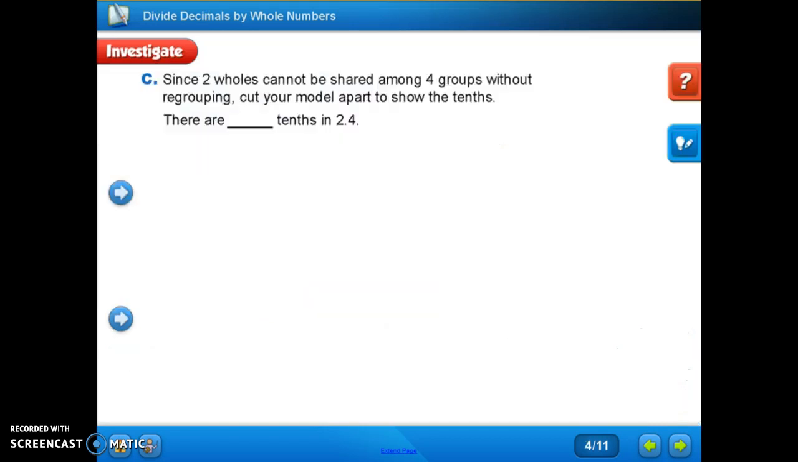Since 2 wholes cannot be shared among 4 groups without regrouping, cut your model apart to show the tenths. There are blank tenths in 2 4/10. How many tenths are in 1? 10. So we have 2 of those, so how many tenths is that? 10 plus 10 is 20. And then we have our 4 others. So how many tenths do we have? 24. So go ahead and take your scissors and cut your tenths.